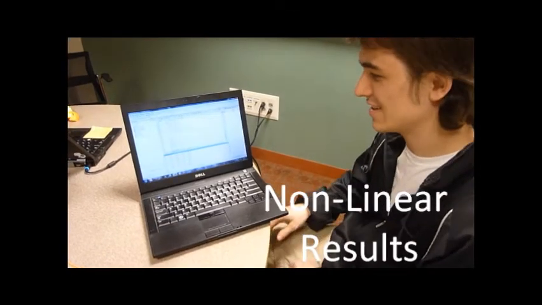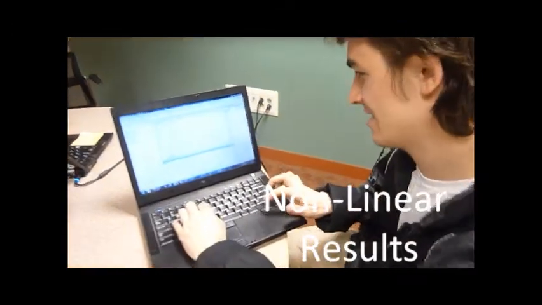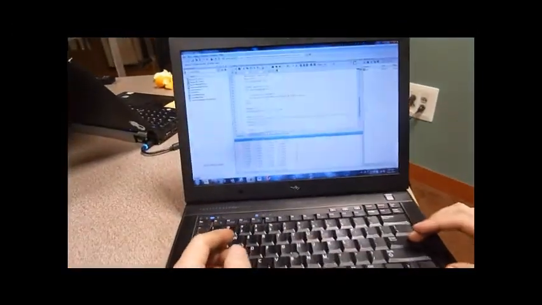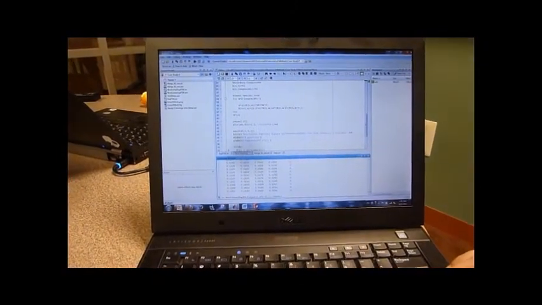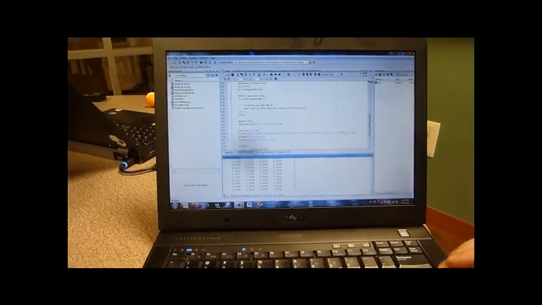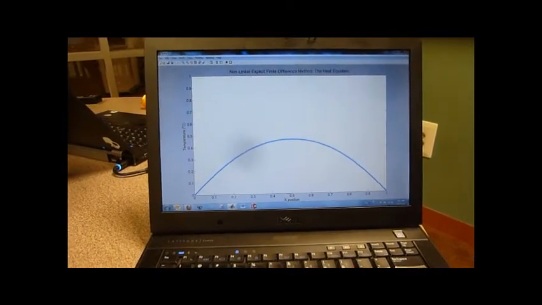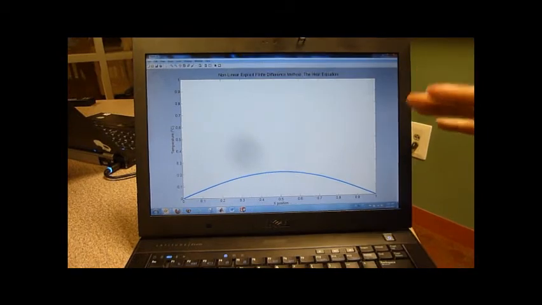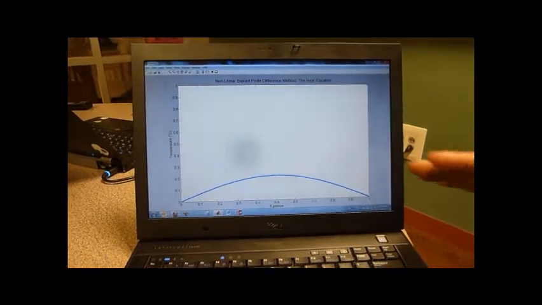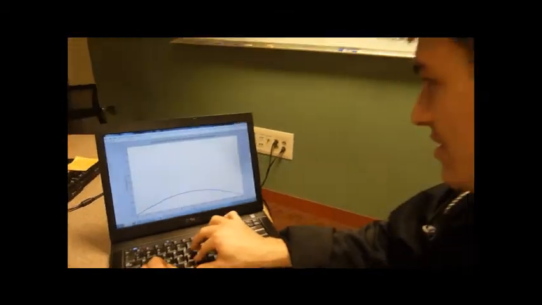These are results for the nonlinear case. This is one of our first tries. These are just some values we made up for the dt and for our mesh. And you can see it gets a little bit unstable there, but then it evens out and we end up with a good result.